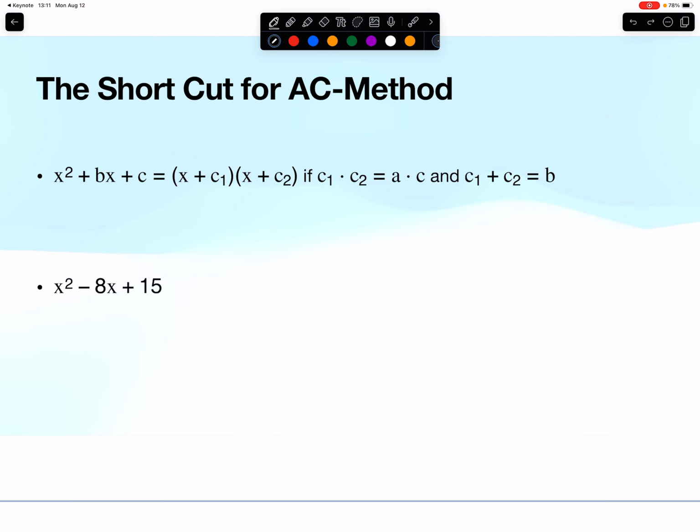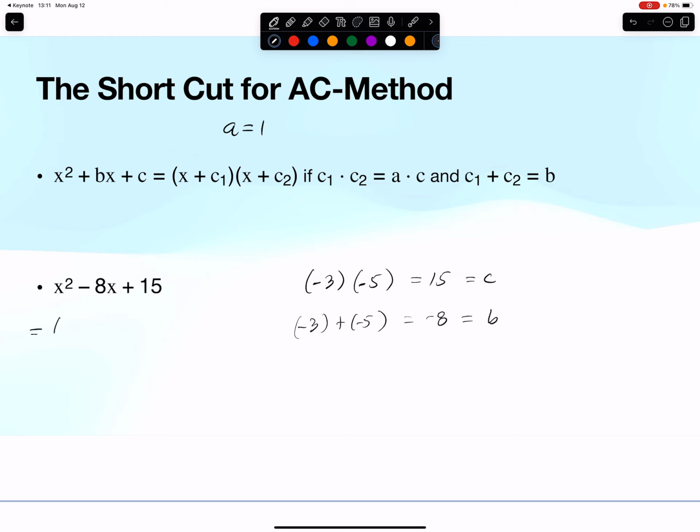If I have x squared plus bx plus c, so this shortcut is for the a being 1, that'll factor into x plus c sub 1 times x plus c sub 2. And that's if c1 times c2 is equal to a times c, and c1 plus c2 is equal to b. So if we notice that -3 times -5 equals 15, that's the a times c. And realistically, it's just c because the a is 1. 1 times c is just c. And then -3 plus -5, that's equal to -8. That's the b. So realistically, this is c and this is b.